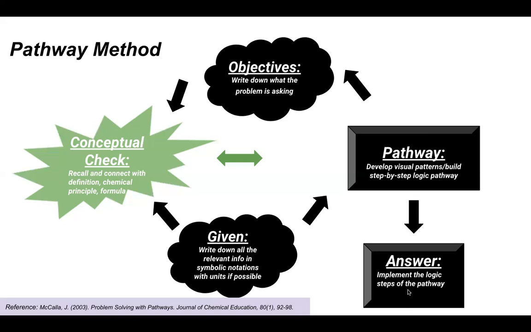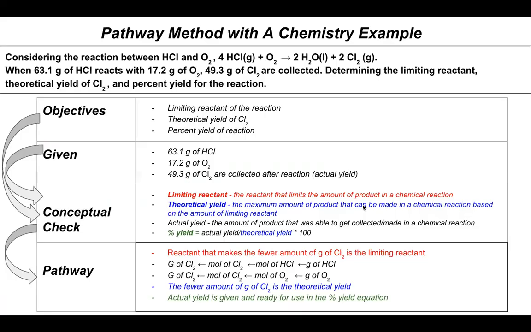So let's use a chemistry topic of limiting reactant. Here, you're going to write down the objective. I'll guide you through the pathway method by using one objective. So one objective is limiting reactant. And so that's one objective. The second step is the conceptual check. The conceptual check is limiting reactant. So this is the reactant that limits the amount of product in the chemical reaction.